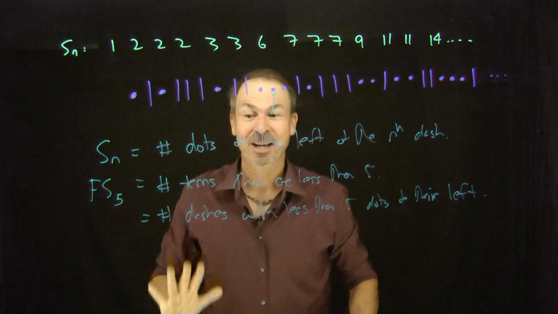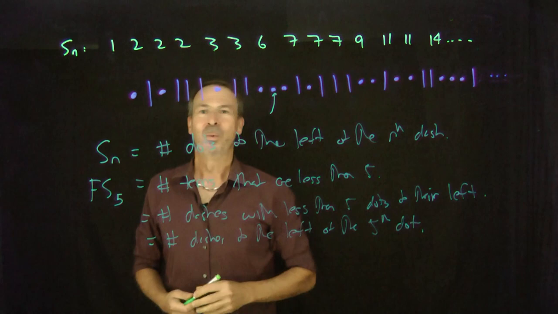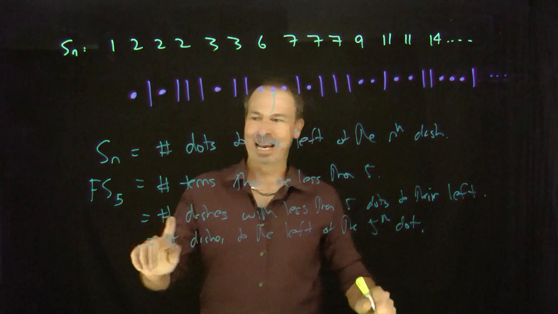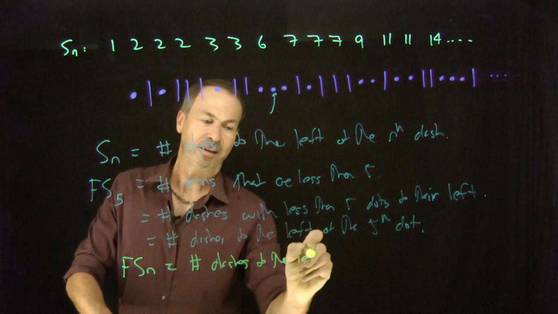So actually, this is the number of dashes to the left of the fifth dot. Whoa, I like that. That's a little bit magical. Because actually, let me do it generally. I think now I could say, changing pen because my pen's running out, in general, the nth term of the frequency sequence is the number of dashes to the left of the nth dot.